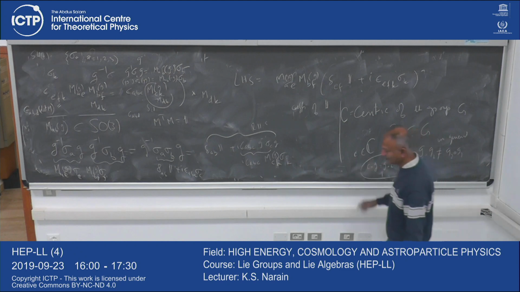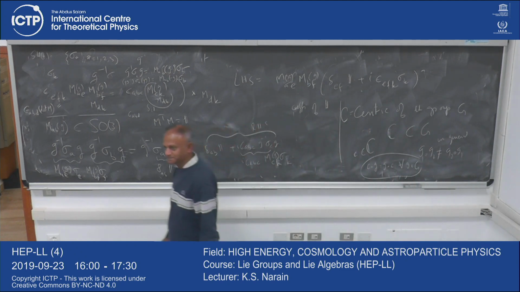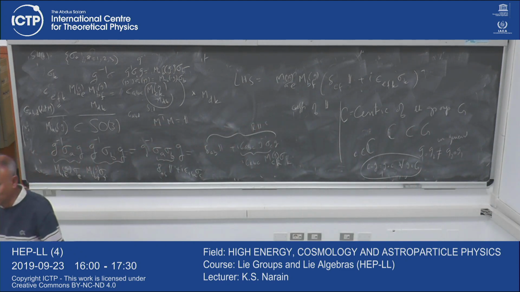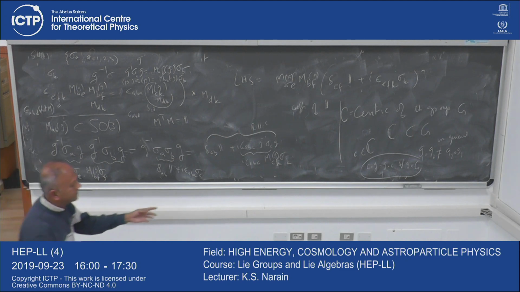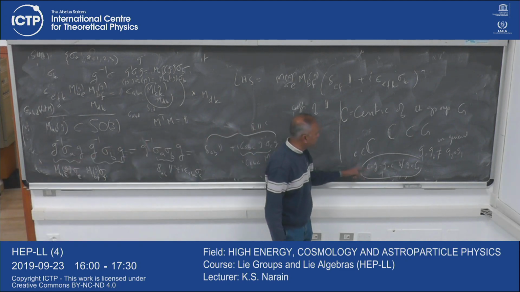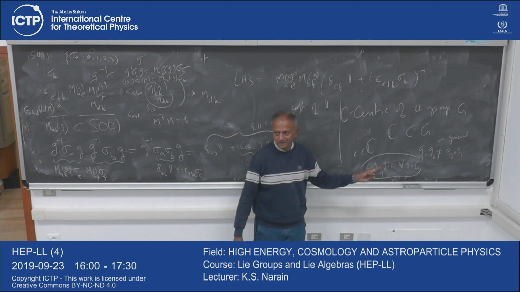So actually the center will form a group, a subgroup of the full group, which has an identity element, of course. It's an abelian group because if it commutes with every element, it will also commute with an element of the center. It's going to be an abelian group.